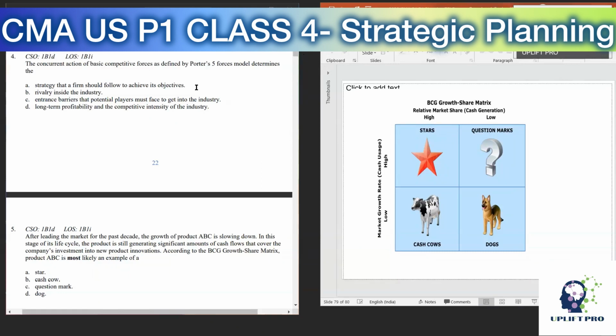Anybody who wants to make an attempt? Because of low market growth rate. Okay. So why is the market growth rate low? The question states that the growth of product ABC is slowing down. Still, it is generating cash for the company. Okay. So how does it generate cash when the growth is slowing down? Maybe the market is being saturated.